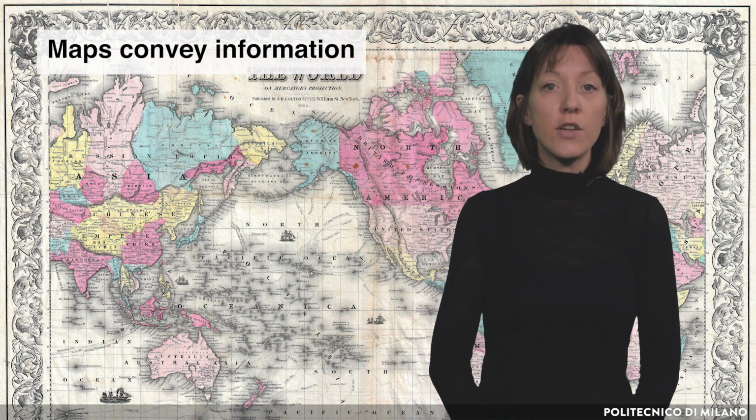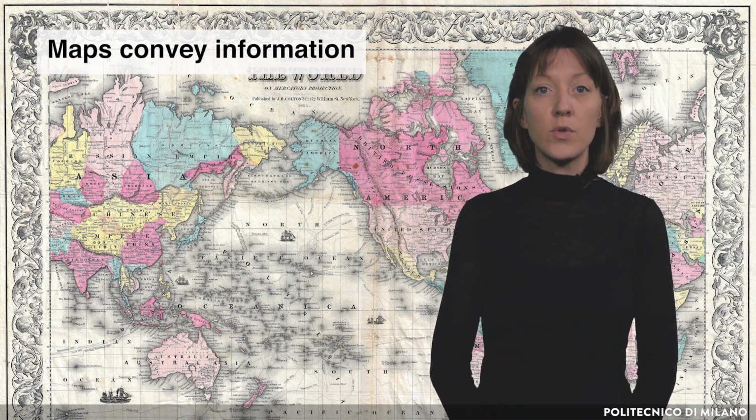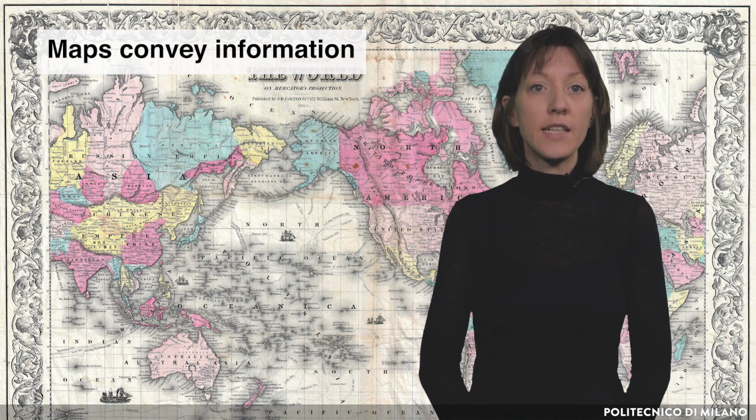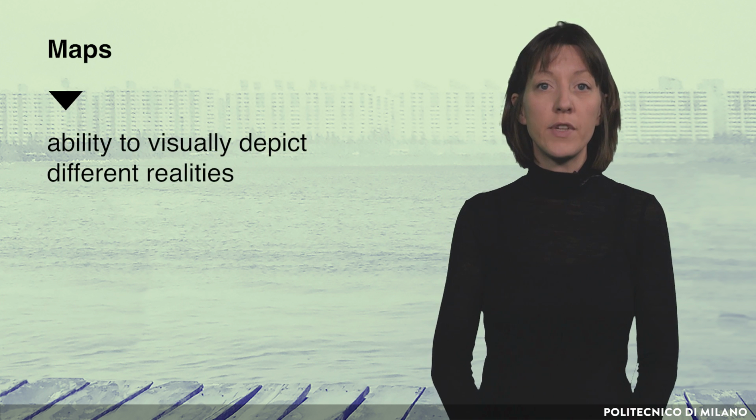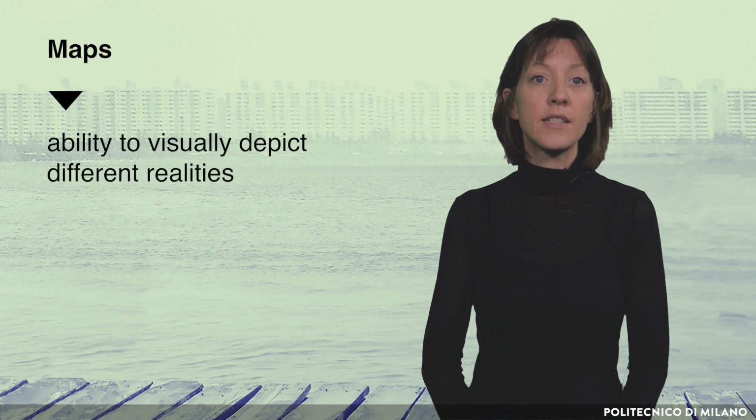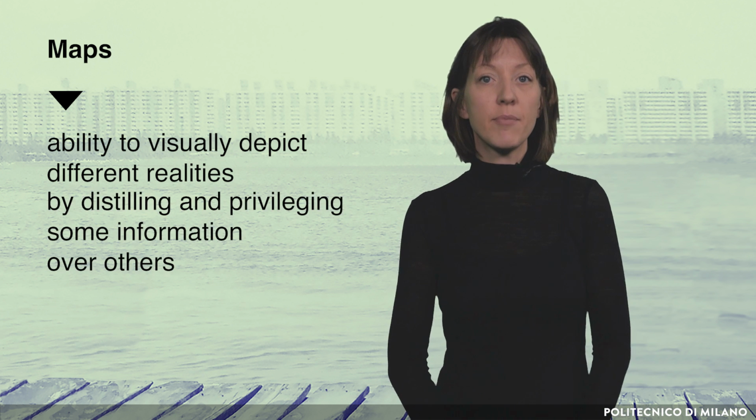A traditional understanding of maps is that they convey information. So a knowledge of the world already understood and known to the map maker is represented in a form that can be easily understood by others. But of course, a map is an edited document. It doesn't show everything. We could say that a key feature of all maps could be their ability to visually depict different realities by distilling and privileging some information over others.